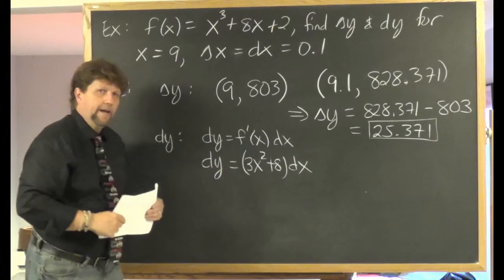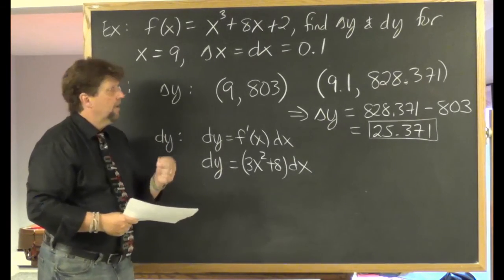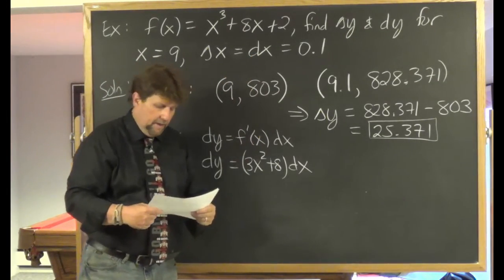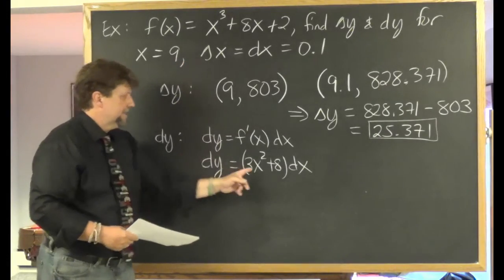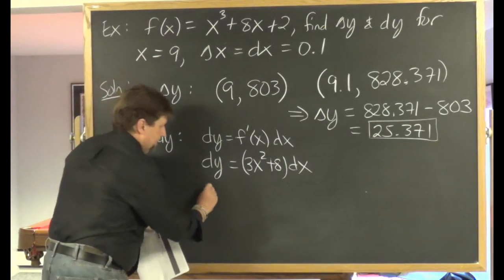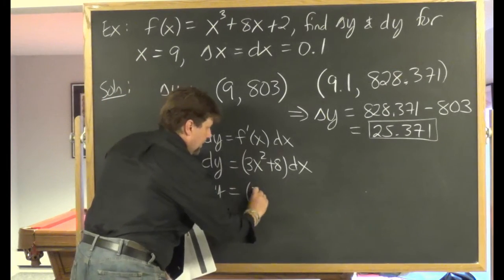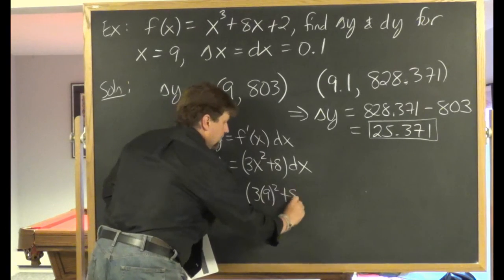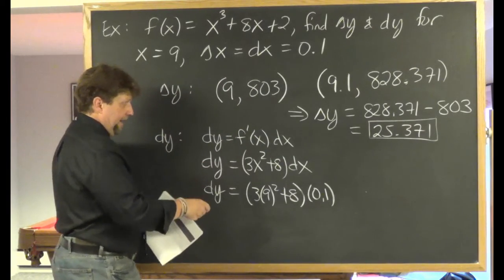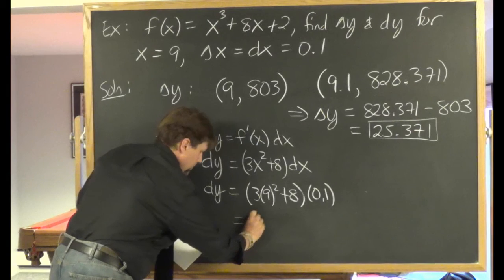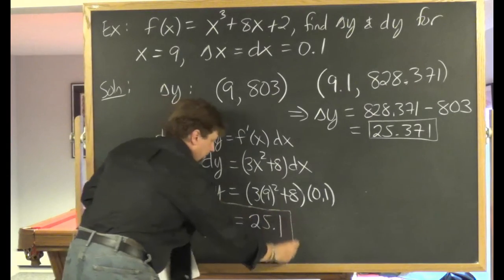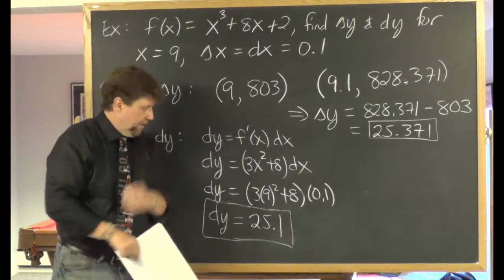So there's dy. But now we want to determine dy when x is 9 and dx is 0.1. So all we have to do is take 9, toss it in here for the x, take 0.1 and toss it in for dx, and that gives us dy equals 3 times 9 squared plus 8 times 0.1. And when I crank that through my calculator, I get 25.1. So that's the value of dy, 25.1.